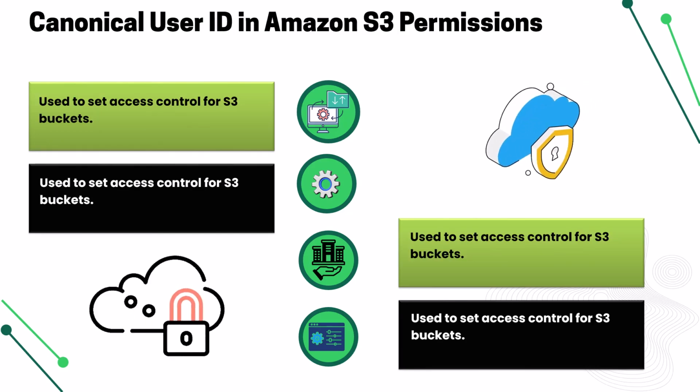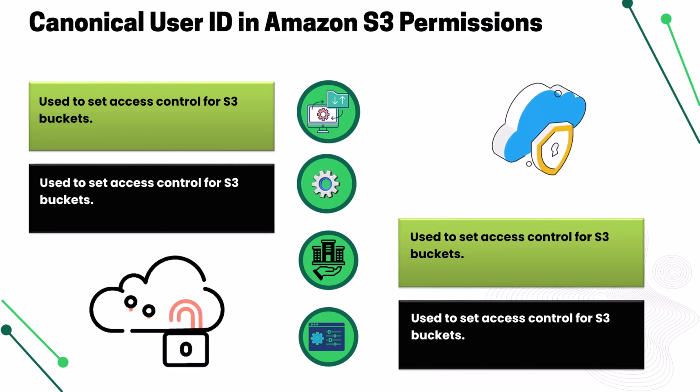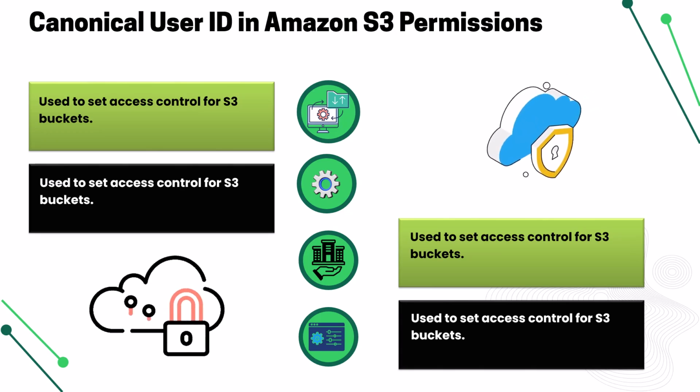If S3 were a nightclub, the canonical user ID would be your VIP badge. It ensures that only the right accounts get access to your precious data. Whether in bucket policies or ACLs, it prevents mix-ups and keeps permissions clear. No more oops, wrong guest list moments, just seamless, secure access to the storage you need.